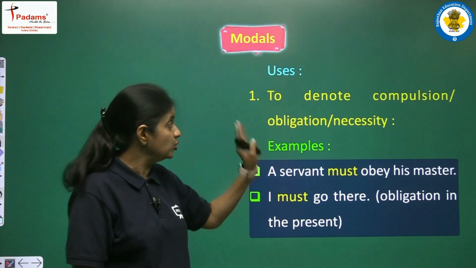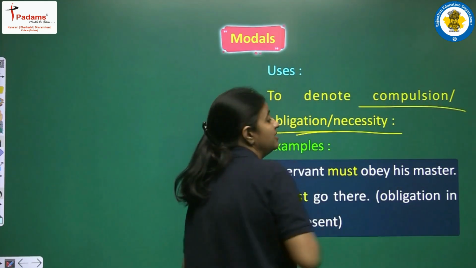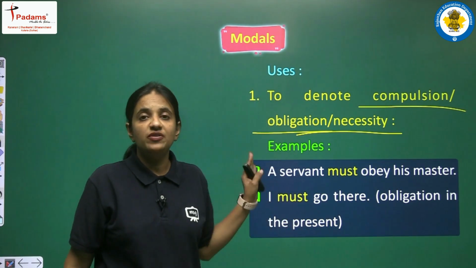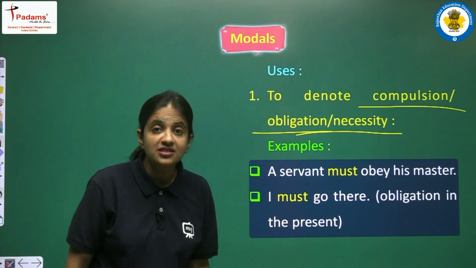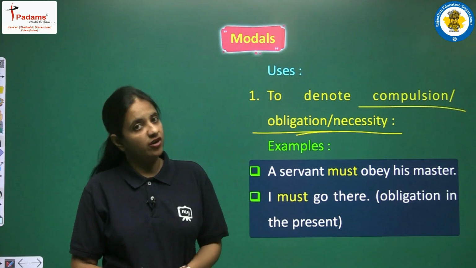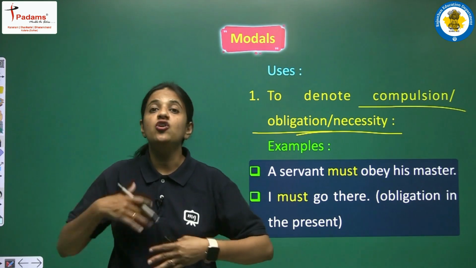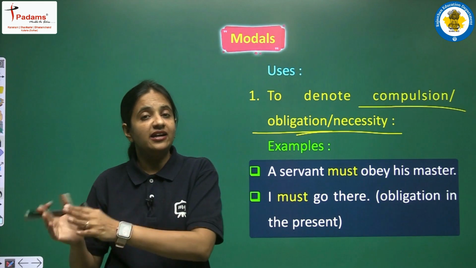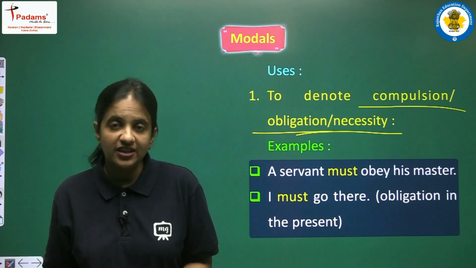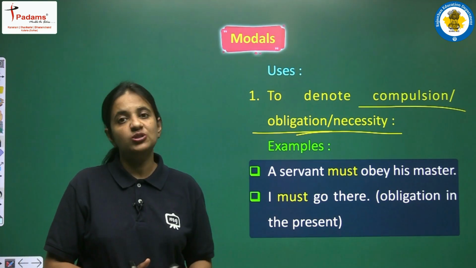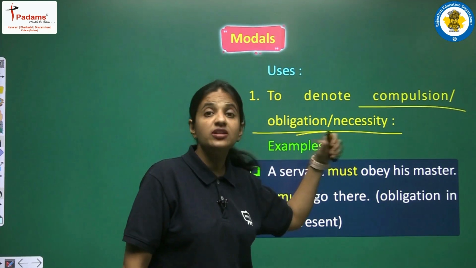So let's read the first use. It is used to denote compulsion or obligation, or we can say necessity. This is the most important use of must that we have here: with the help of must we can show compulsion of something. So what is compulsion, students? Compulsion means something that is mandatory for us. It means no other option is available, and that thing is absolutely mandatory for us. Whenever we are trying to show such mandatory, compulsory things, we have to use this modal, that is, must. And with this modal we can show obligations also, we can show necessity also.